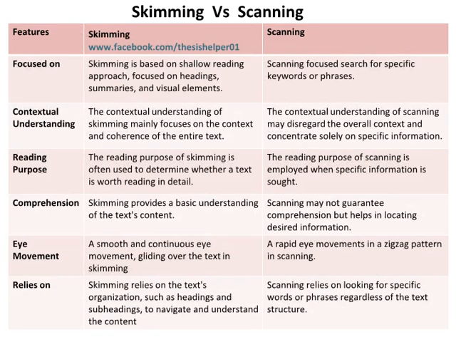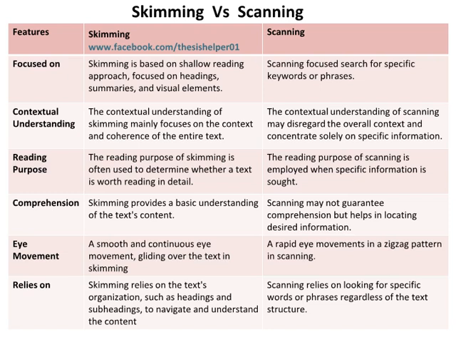Skimming is based on a shallow reading approach, focused on headings, summaries, and visual elements. Whereas, scanning is a focused search for specific keywords or phrases. The contextual understanding of skimming mainly focuses on the context and coherence of the entire text. Whereas, the contextual understanding of scanning may disregard the overall context and concentrate solely on specific information.